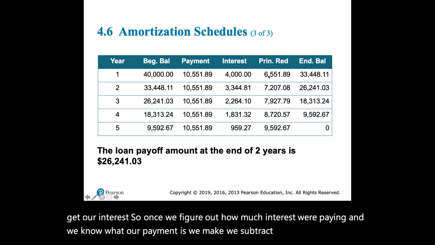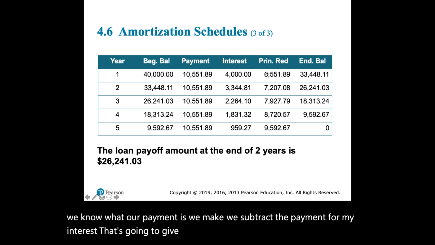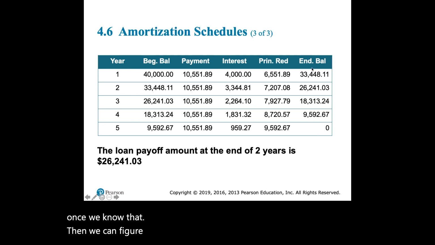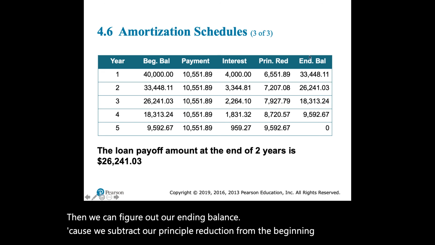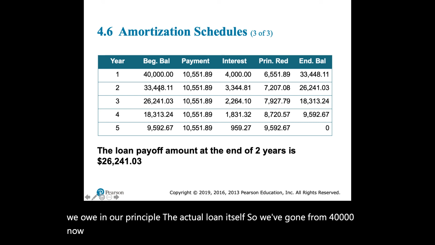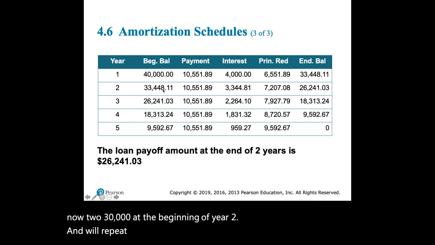Once we know that, then we can figure out our ending balance because we subtract our principal reduction from the beginning balance and we're left with our ending balance. So again, this ending balance is how much we owe in our principal, the actual loan itself. So we've gone from $40,000 now to $30,000 at the beginning of year 2, okay? And we'll repeat the process. Basically, we're going to multiply this beginning balance by our interest rate, which in this case, again, was 10%. So we're going to get our interest. So 10% of $33,000 is about $3,300.